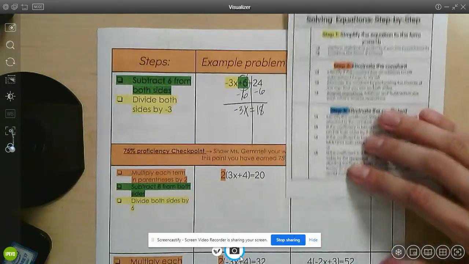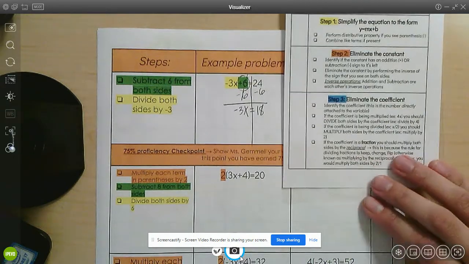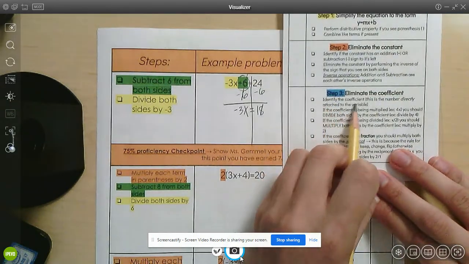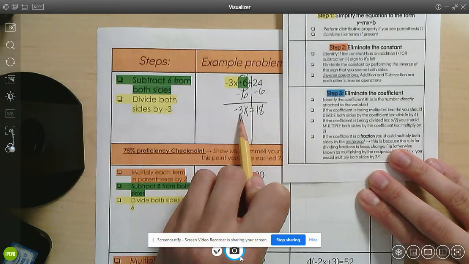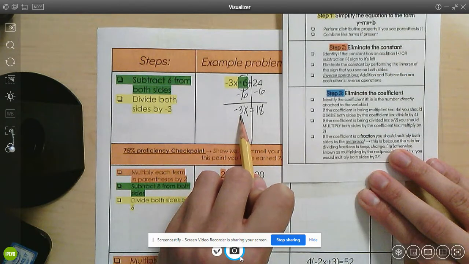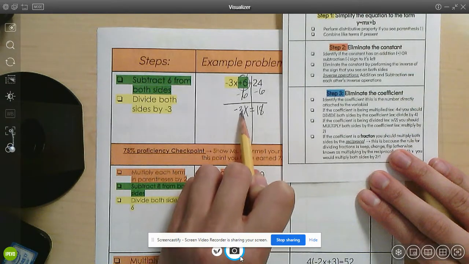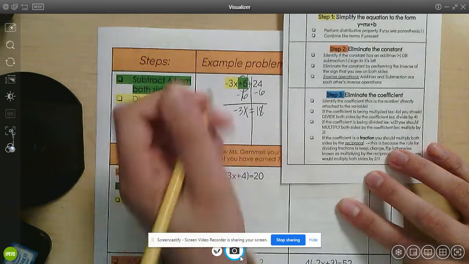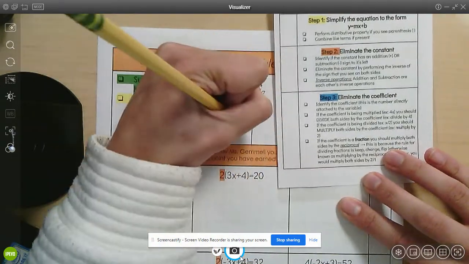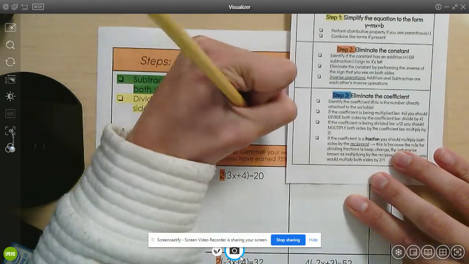All right, now step 3, eliminate the coefficient. So we identify the coefficient. This is the number directly attached to the variable. If the coefficient is being multiplied, you should divide both sides by the coefficient. So this negative 3 is being multiplied by x, so I'm going to divide by negative 3, divide by negative 3.